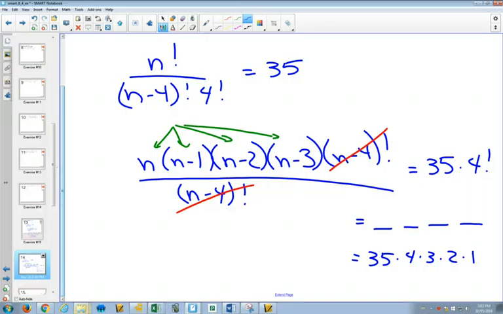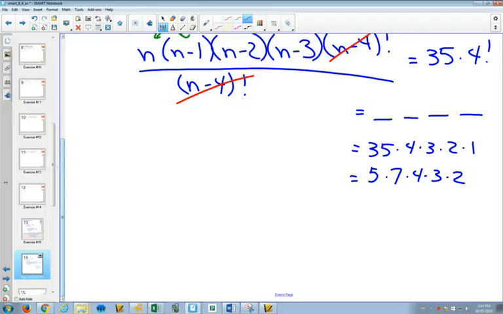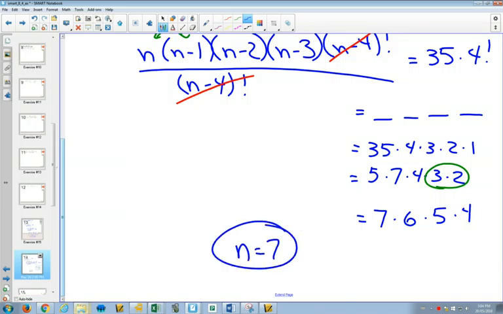What can we break up? 35 is 5 times 7. So now I've got 5 times 7 times 4 times 3 times 2. I don't need to write the times 1. But how many numbers is that? That's 5 numbers in a row, and they're not consecutive. So what, someone said 6? 3 times 2 is 6. So if I change that to 6, then I have 7 times 6 times 5 times 4. N is going to be the biggest one, 7.